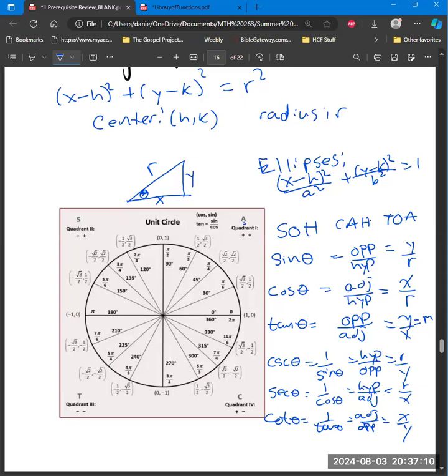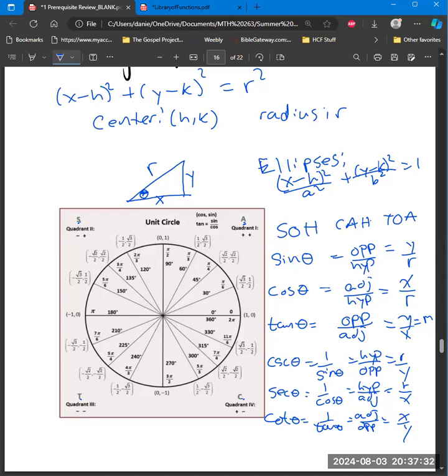All 6 trig functions are positive in quadrant 1. Sine and its reciprocal, cosecant, are positive in quadrant 2. Tangent and its reciprocal, cotangent, are positive in quadrant 3. Cosine and its reciprocal, secant, are positive in quadrant 4.